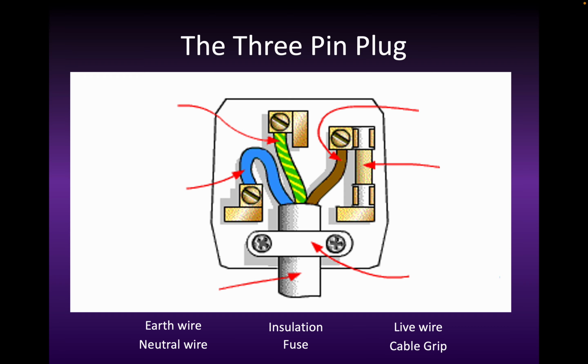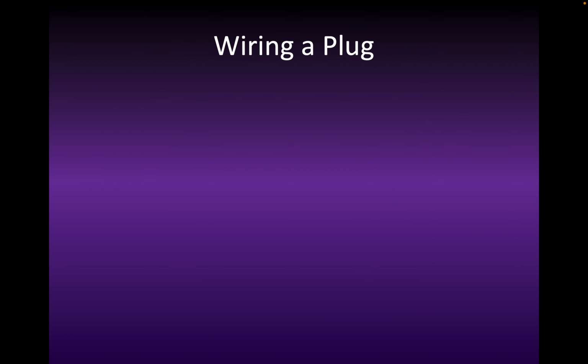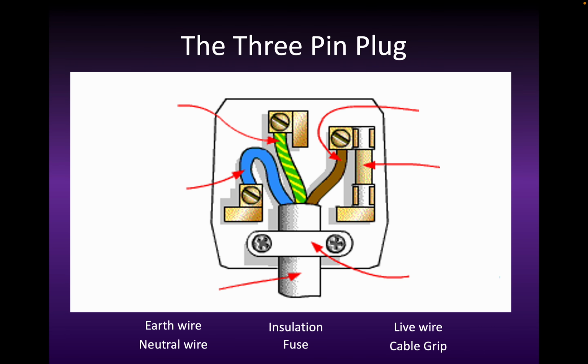Okay, so you need to know which one's which. The earth wire is the green and yellow one, the neutral wire is the blue one, the insulation is anywhere where there is a plastic, the fuse is on the right hand side, it's the cylindrical object, the brown one, next to the brown wire, and the cable grip is the one with the 2 screws in it to hold the cables in place.